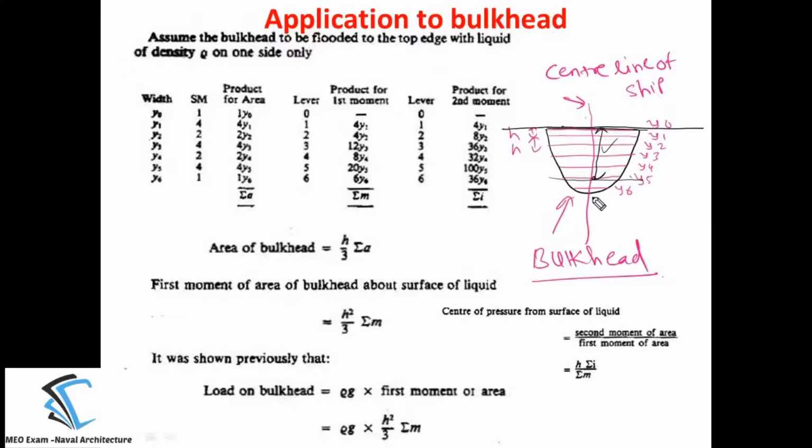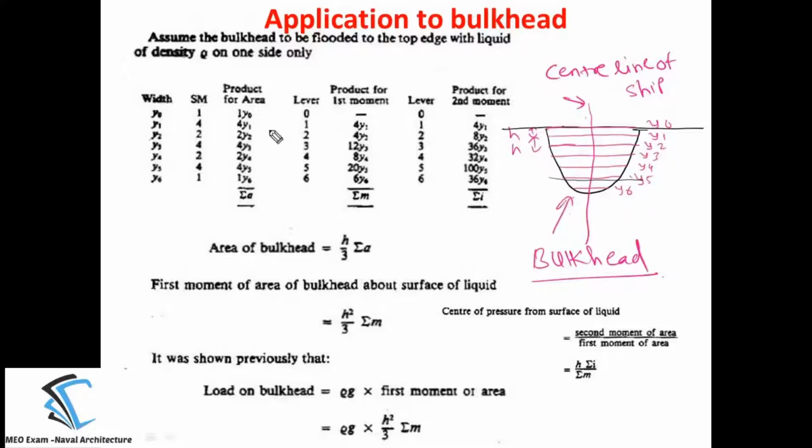We have to take the moment about the transverse axis. So the top edge of the bulkhead is the transverse axis, and these all are ordinates. Now it is decided that this numerical you can solve with the help of the transverse axis method, which we have done earlier. So you have to take the moment about the top of the bulkhead. The y0 is the top of the bulkhead. As you go down towards the keel, the widths of the bulkhead are y1, y2, y3, y4, y5, y6.